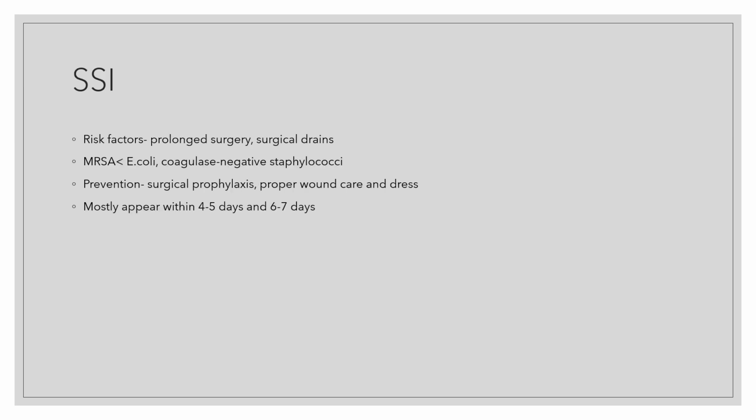Next is SSI. SSI means surgical site infections. The risk factors are in case there is a prolonged surgery or surgical drains are placed. The causative organisms are MRSA, E. coli, coagulase negative staphylococci. And how can we prevent it? We can prevent it by providing surgical prophylaxis, and we can give proper wound care and dressing. It mostly appears within 4 to 5 days if it is a staphylococcal infection, and if it is a gram-negative bacillary infection, it occurs after 6 to 7 days.